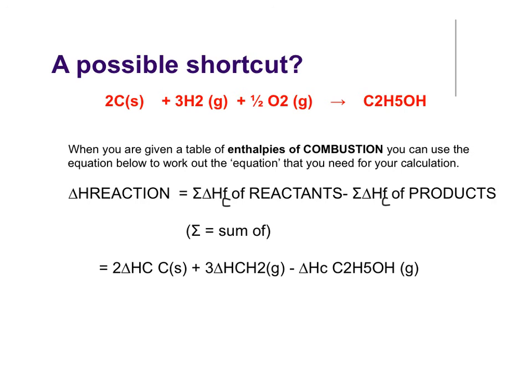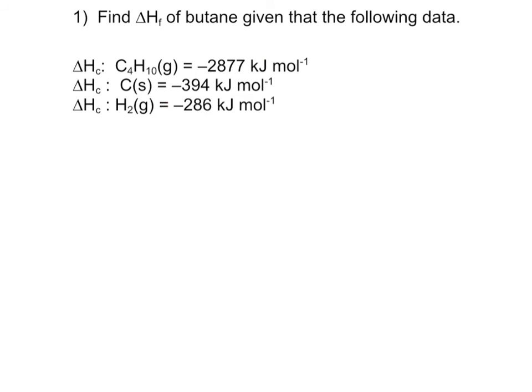Now the downside with the shortcut is that when we were using delta HF values, it's the sum of the delta HF of the products take away the sum of the delta HF of the reactants. So you've got to be careful that you get it the right way round if you're using the shortcut. But as I say, the cycles are the best way because it's better for A2.